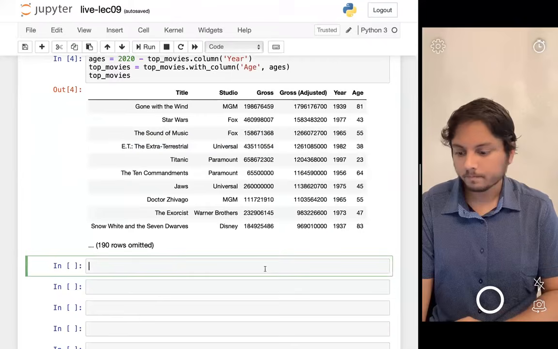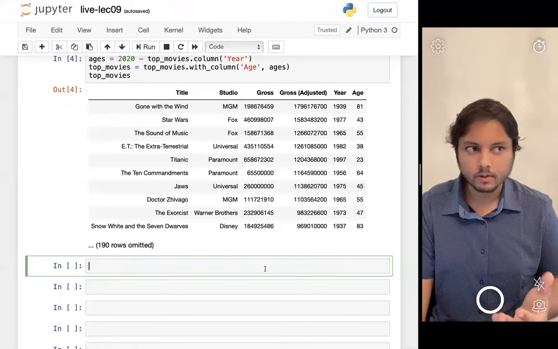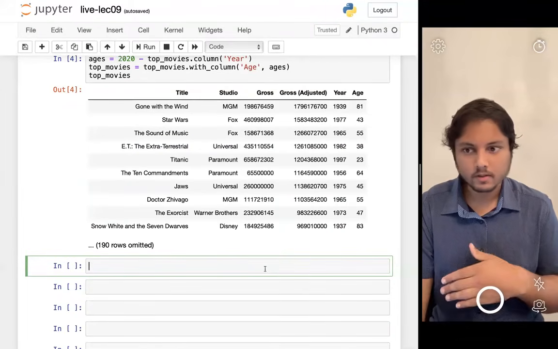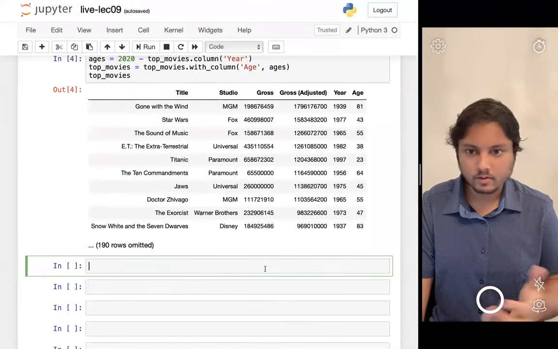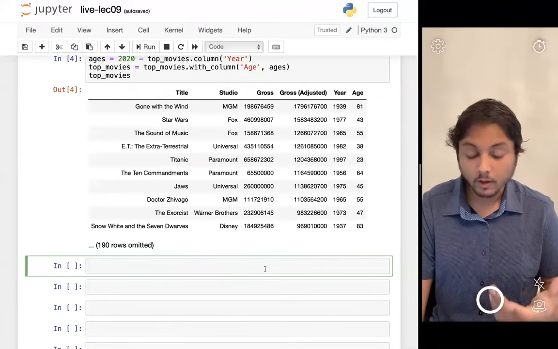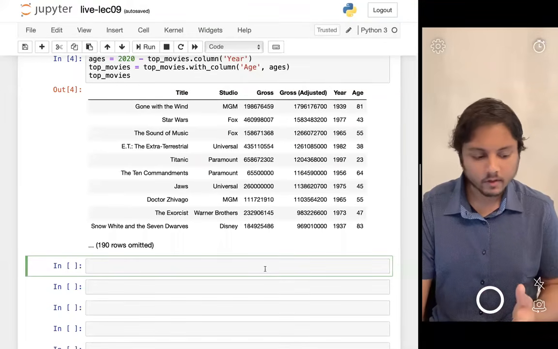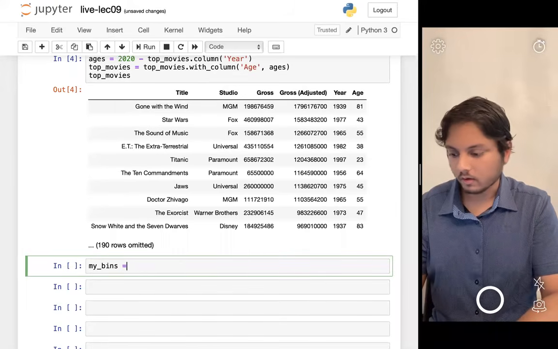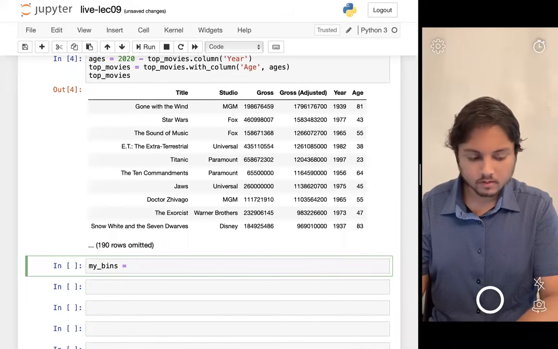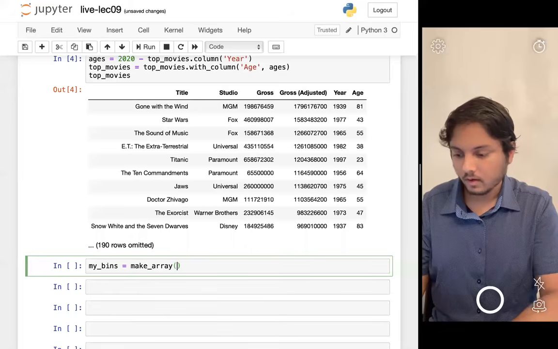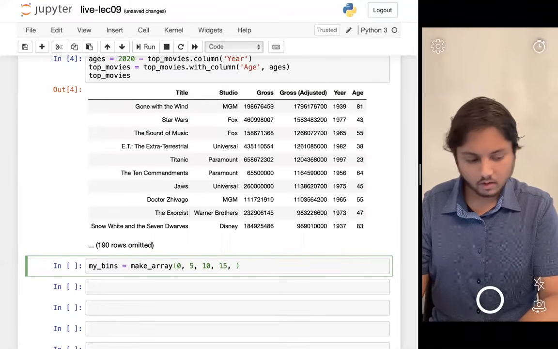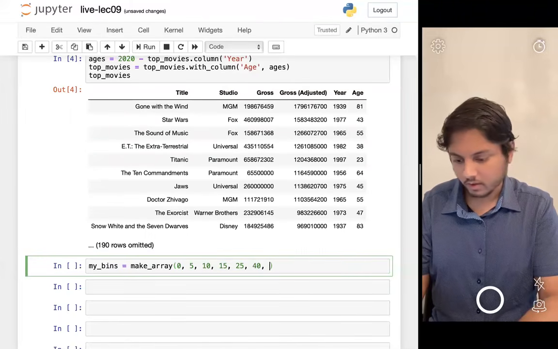And so typically you'll probably be using equally spaced bins, but sometimes you might also use bins that are not of equal width. And so we had an example of that, and I'll add that back in here again. So we made this set of bins. We had 0, 5, 10, 15, and then it went to 25, 40, 65, and 100.